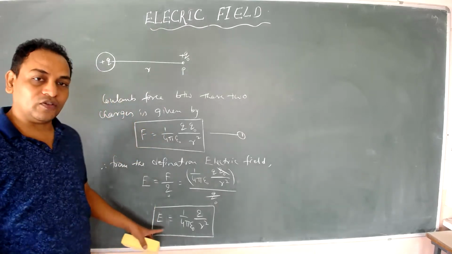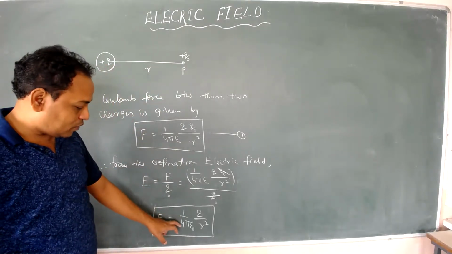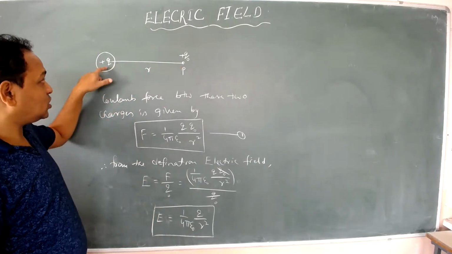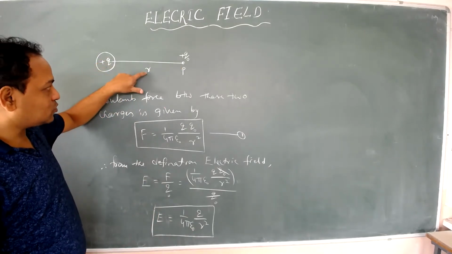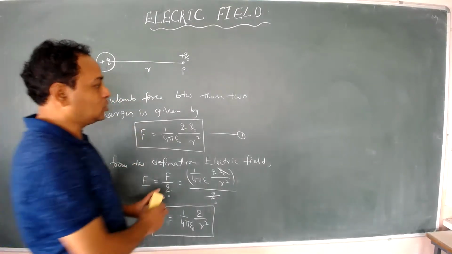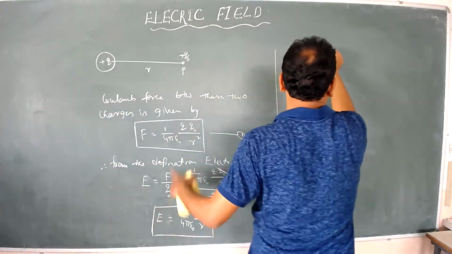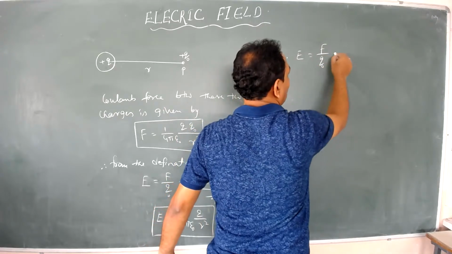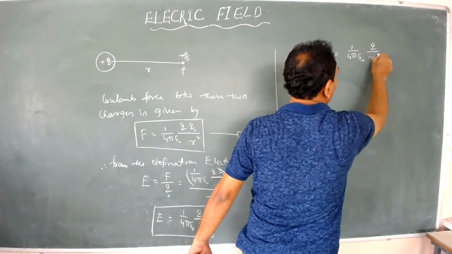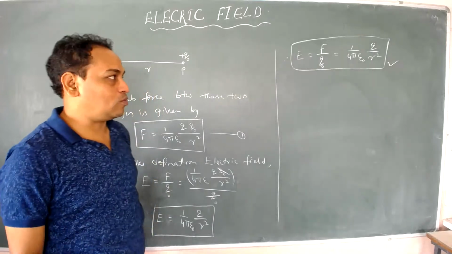So we are getting the electric field intensity at this point in terms of this charge as 1 by 4 pi epsilon naught Q by R square. So the electric field at this point due to this charge, in terms of this charge and this distance, we can write this formula. This is one more formula here. So finally, we have the formula E is equal to F by Q naught, which is also equal to 1 by 4 pi epsilon naught into Q by R square.